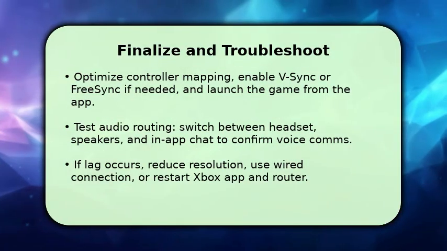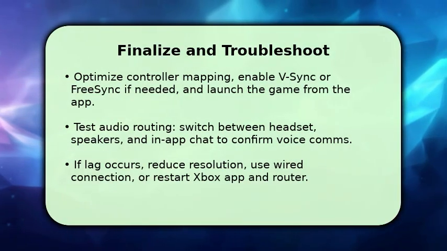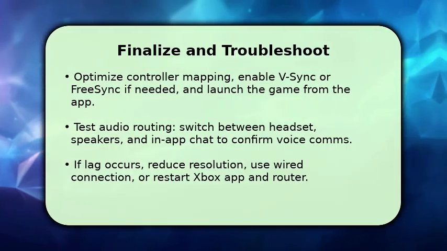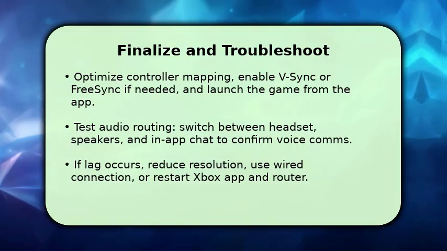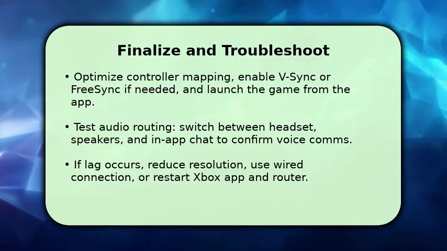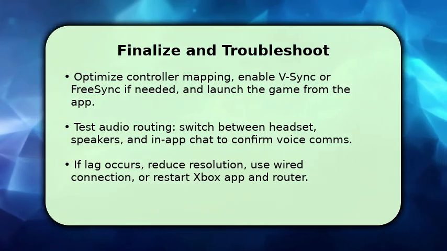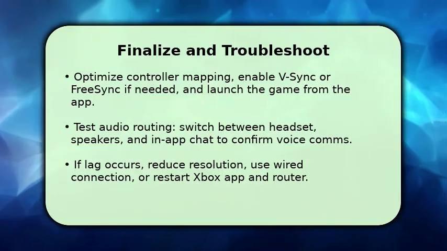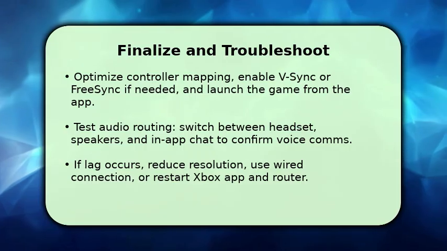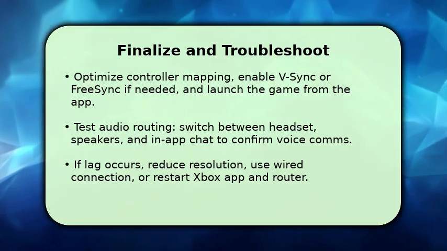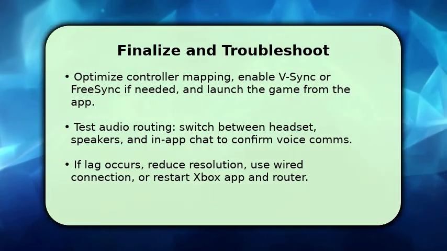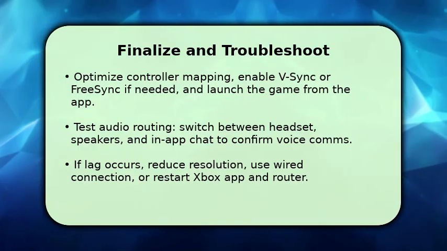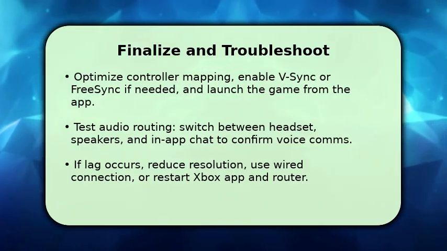Finish by tailoring controls and performance so gameplay feels right. Map controller buttons if necessary, enable VSync or FreeSync to reduce tearing, and launch the game from the Xbox app to ensure Game Pass features work. Test audio routing for headset and party chat. Switching outputs can fix missing voice audio. If you hit lag or stuttering, try a wired connection, lower streaming resolution, or restart the Xbox app and your router. Those steps resolve most network and app state issues quickly and reliably.